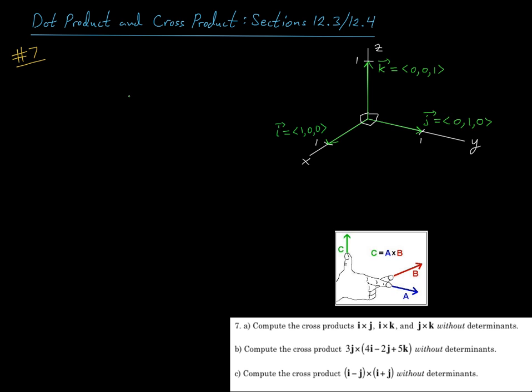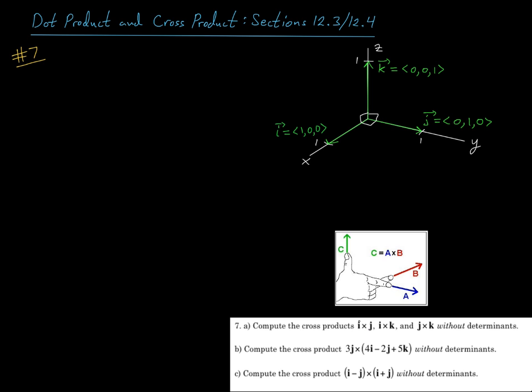Okay, in this video, we're going to look at question 7, and part A says compute the cross products i cross j, i cross k, and j cross k without determinants. So we saw in the first video on cross products how we can compute cross products with determinants, and that, of course, would work perfectly well for these particular cross products, but the point of this exercise is to give us some more practice with this right-hand rule convention, and then also to apply that result on the magnitude of the cross product vector.